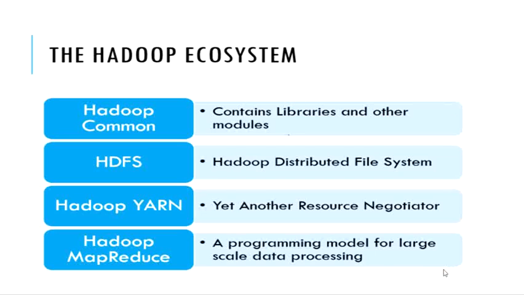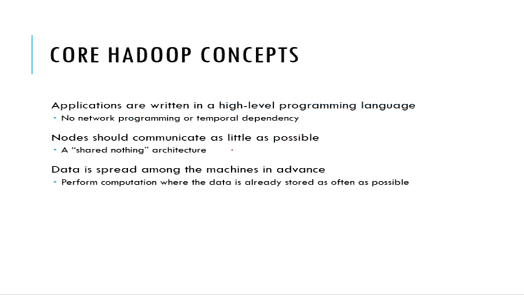A Hadoop ecosystem consists of the following 4 basic elements. Hadoop Common contains the libraries and other modules for basic data analysis. HDFS is the distributed file system. It tells you where the files would be placed, how would they be placed. This is the equivalent of an operating system file system.